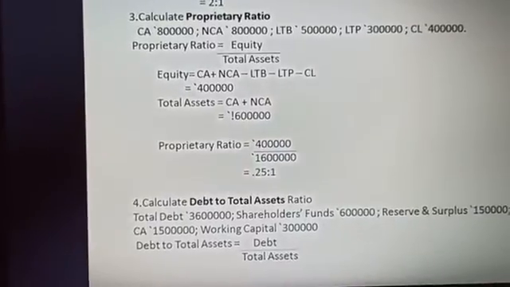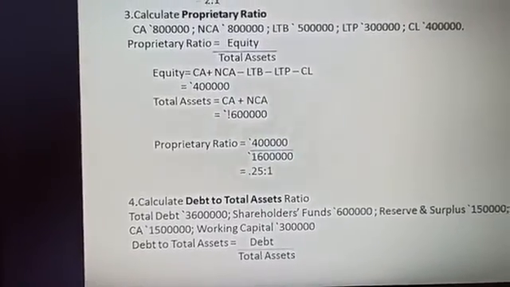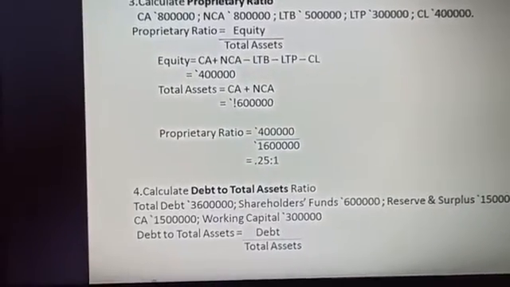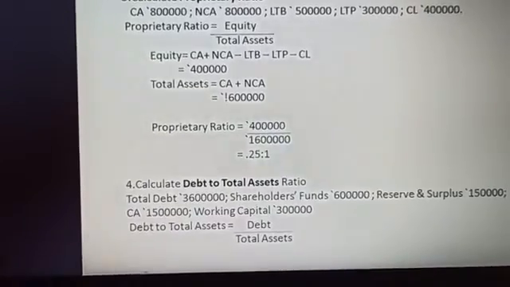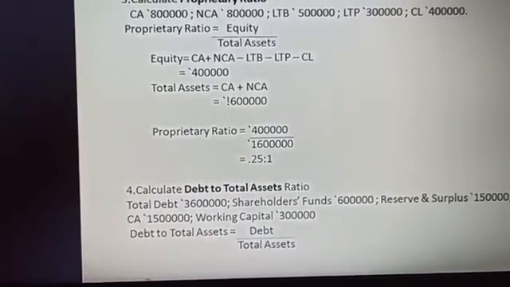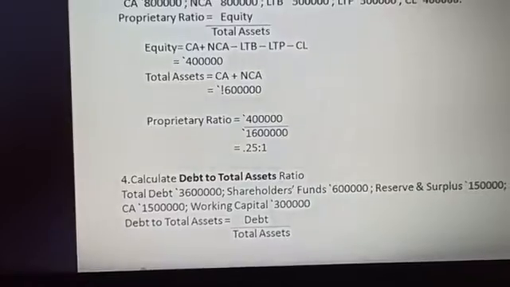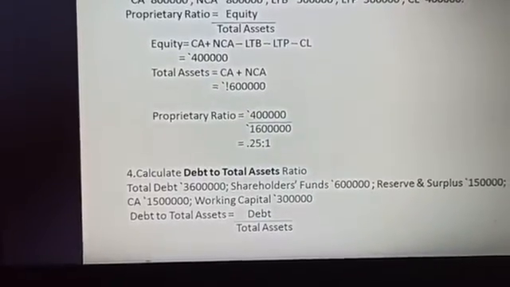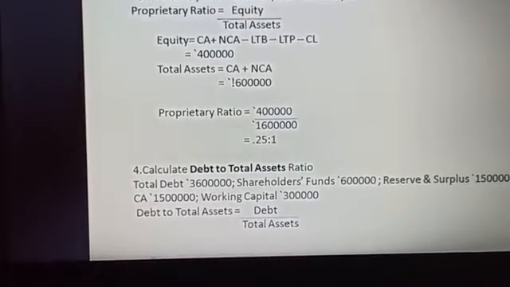Number 3, we are asked to calculate the proprietary ratio. Current assets are given 8 lakh, non-current assets, that is fixed assets, are given 8 lakh, long-term borrowing is given 5 lakh, long-term provisions is given 3 lakh and current liability is given 4 lakh. Proprietary ratio formula is equity divided by total assets. Equity equals current assets plus non-current assets, that is the total of the asset side, minus long-term borrowing, minus long-term provisions, minus current liability.